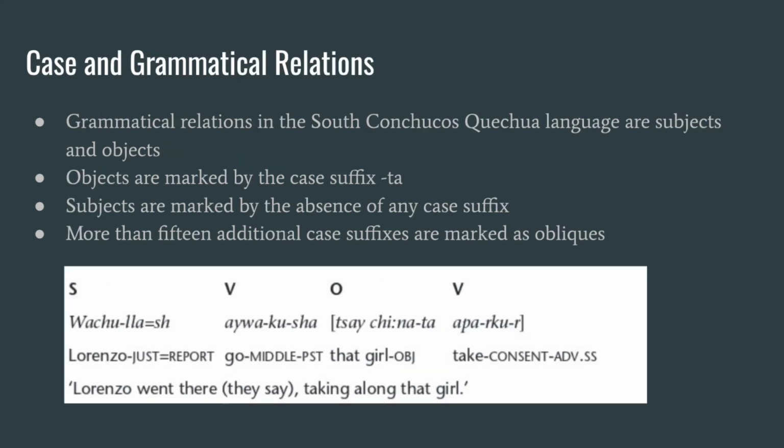The case and grammatical relations in South Conchucos language are subjects and objects. The objects are indicated by the case suffix ta. Subjects are marked by the absence of any case suffix, and more than 15 additional case suffixes are marked as obliques.